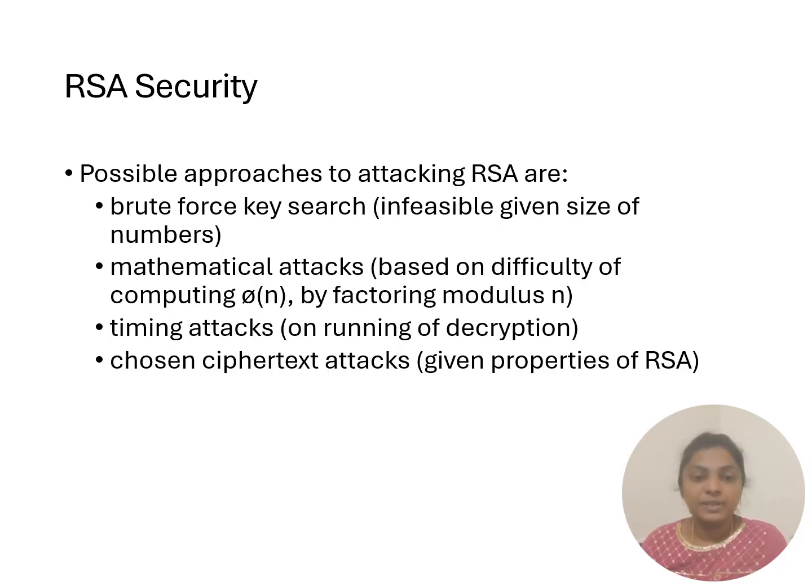But again, if you fix a very difficult n value and modulus factoring, then the phi of n and the n value, we can secure the RSA algorithm. Then it is also prone to timing attacks, that is on the running of the decryption side. Then finally the chosen ciphertext attacks. Chosen ciphertext refers to the case where the whole understanding or the properties of RSA are given, and from that the hacker will try to make an attack on it.